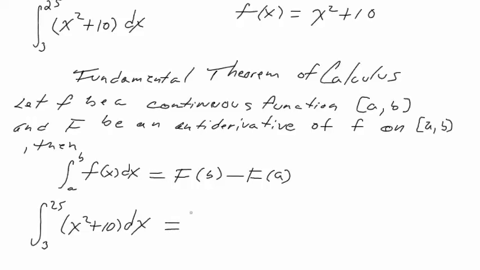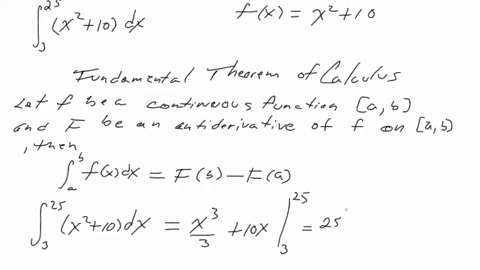Okay, so the integral of x squared is x cubed over 3 plus 10x, and then we put this bar here and write 3 and 25. Now when we were looking for the antiderivative in indefinite integration, we just write plus c and then we're done. But this way, notice we don't write the plus c. We don't need to because the c cancels out.